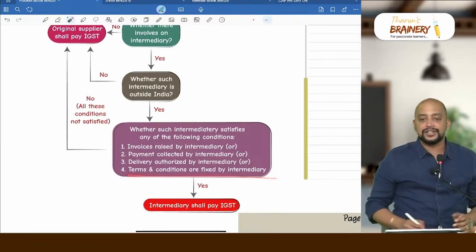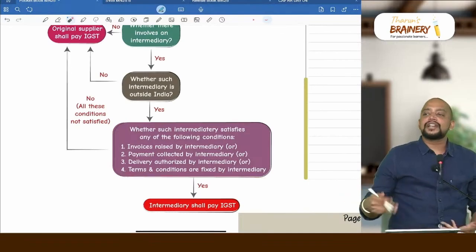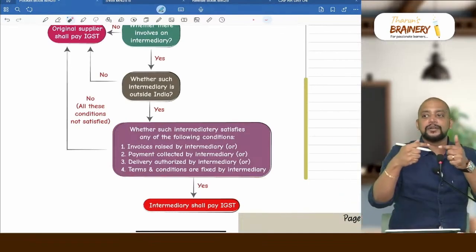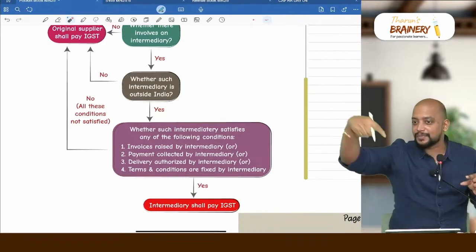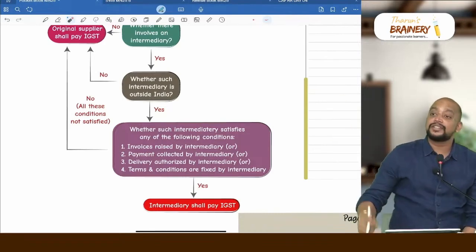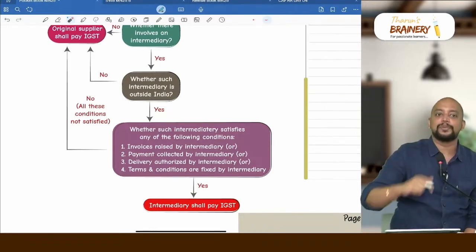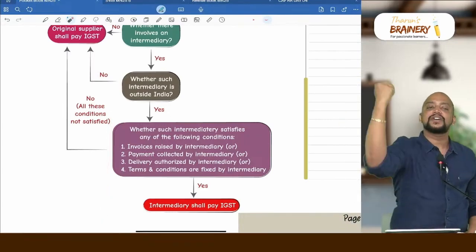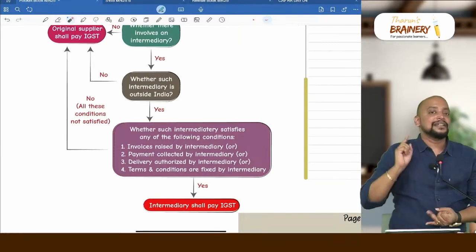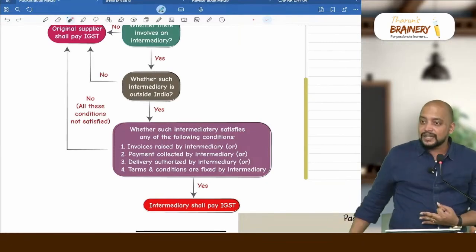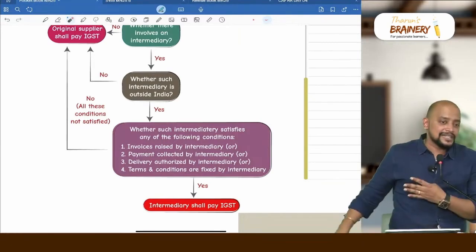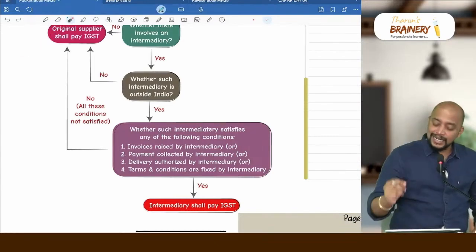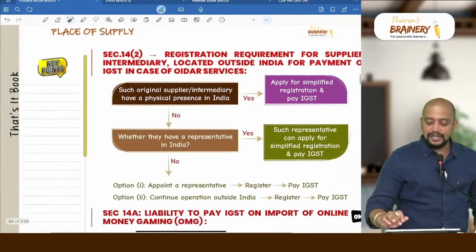And terms and conditions. Say for example, your username, password you have posted everywhere, so everyone can watch, but parallel viewing difficulty is there. You are also watching, another person also will be watching at that time. So who will fix these terms and conditions? App Store, Play Store? No, the supplier, Netflix only will fix. Means none of these conditions are satisfied by the intermediary. They are not giving invoice, not collecting money, not fixing terms and conditions, and not authorizing delivery. So the original supplier only will pay GST. If any one condition is satisfied, the intermediary shall pay GST.